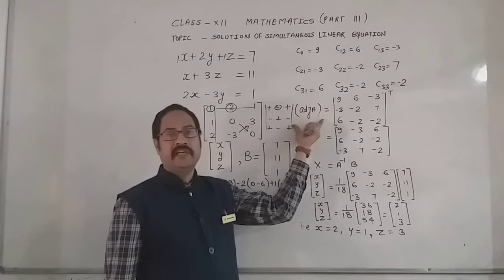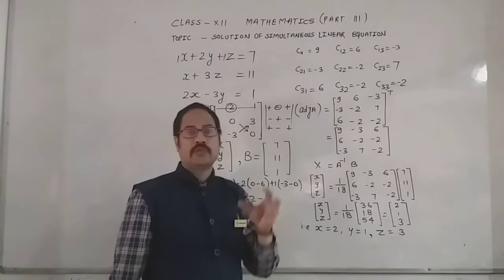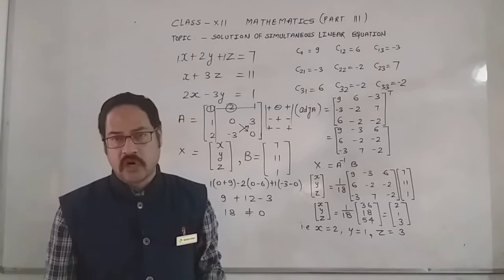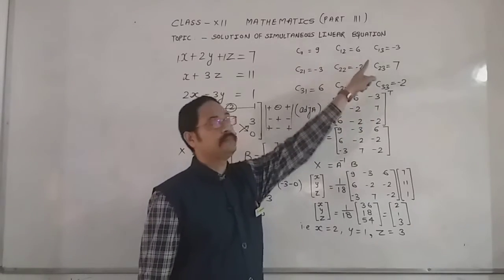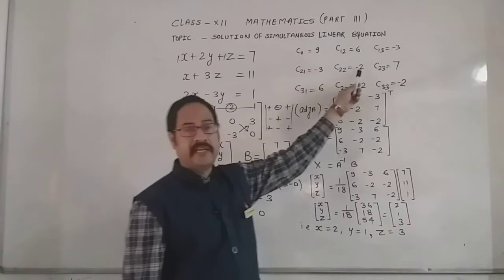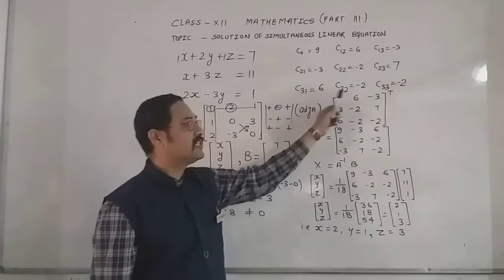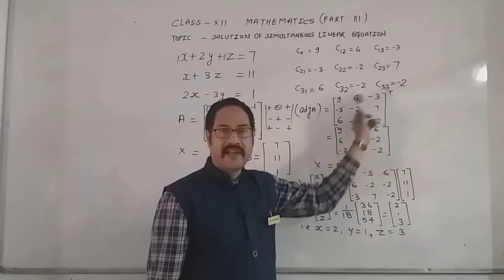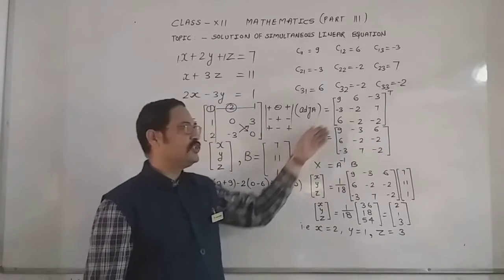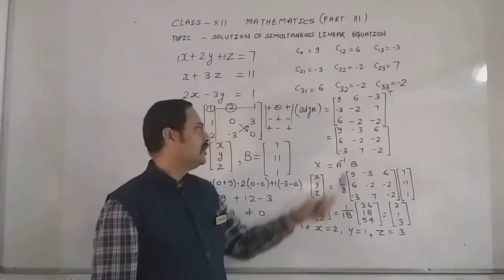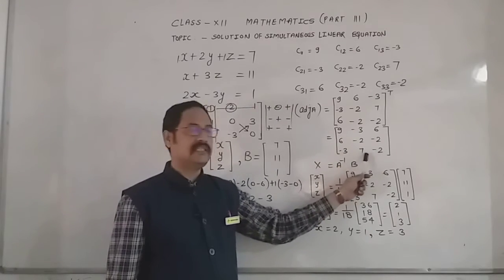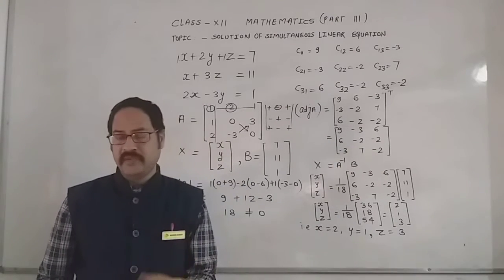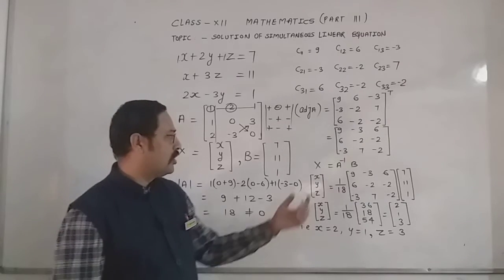Now what is adjoint A? The transpose of the cofactor matrix is called the adjoint. Here 9, 6, minus 3, minus 3, minus 2, 7, 6, minus 2, minus 2. By transpose, we mean interchanging rows into columns. So 9, minus 3, 6, 6, minus 2, minus 2, minus 3, 7, minus 2. By transpose, we interchange the rows into columns.